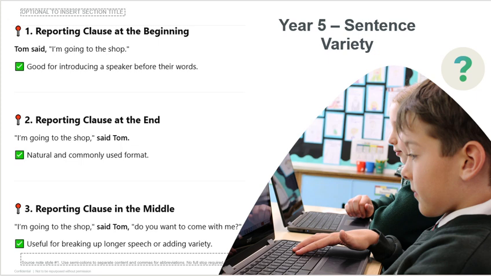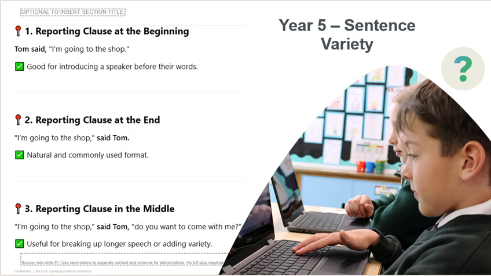Year 5. Sentence variety. Example 1 shows a reporting clause at the beginning. This is good for introducing a speaker before their words. Example 2 shows a reporting clause at the end. This is a natural and commonly used format. Example 3 shows a reporting clause in the middle. This is used for breaking up longer speech or adding variety.